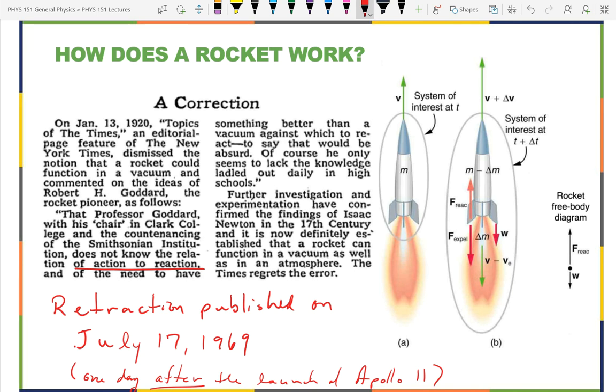When they said, no, there is no ether, then this wise fellow said Goddard is wasting government money by suggesting that we can make a rocket that works outside the Earth's atmosphere. They published this retraction on July 17, 1969, one day after the Apollo 11 mission left Earth and went into outer space, as we call it, and used a rocket on July 17 to readjust its trajectory in outer space, in vacuum. So at that point, it was really clear that Goddard was right and the editorial was wrong.